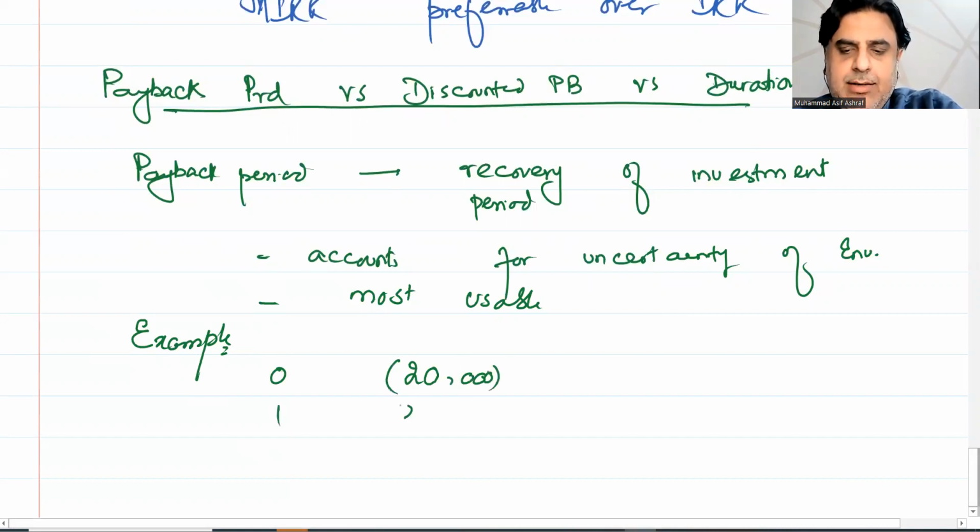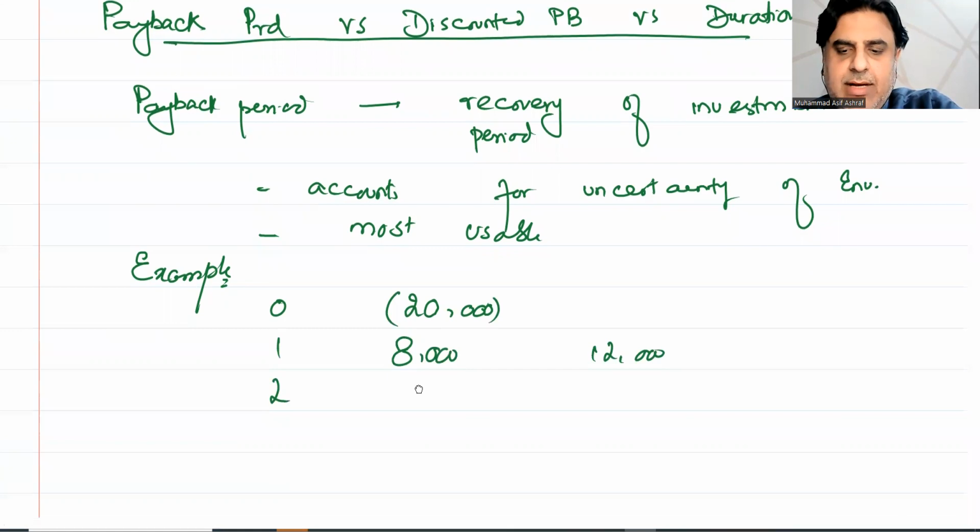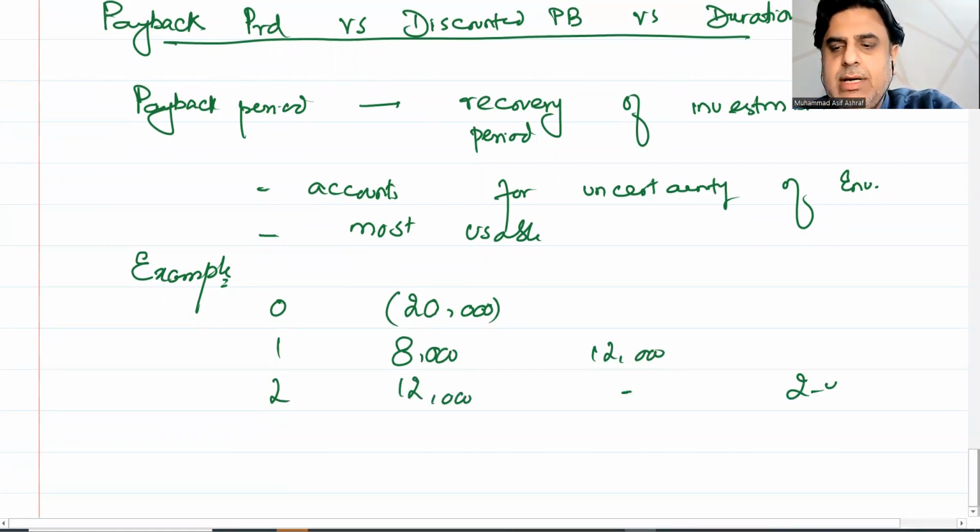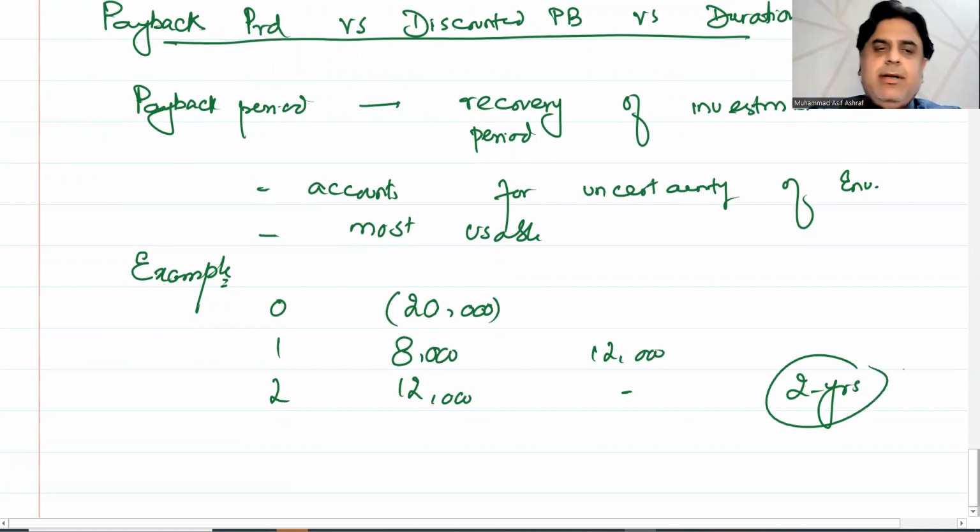In year 1, you have 8,000, you are left with 12,000. In year 2, you have 12,000. It means this is the period. So your traditional payback period is 2 years.